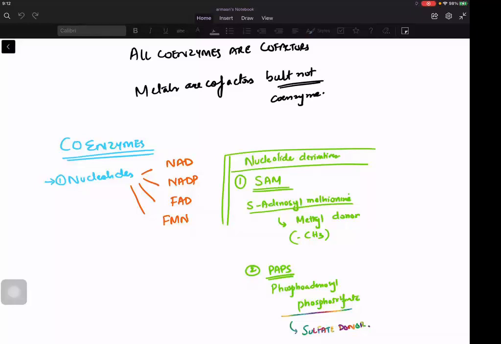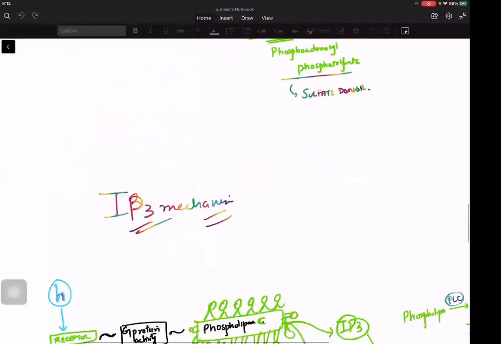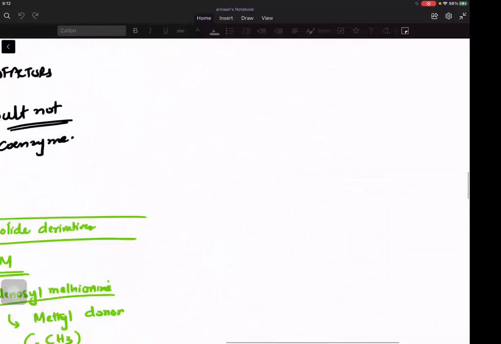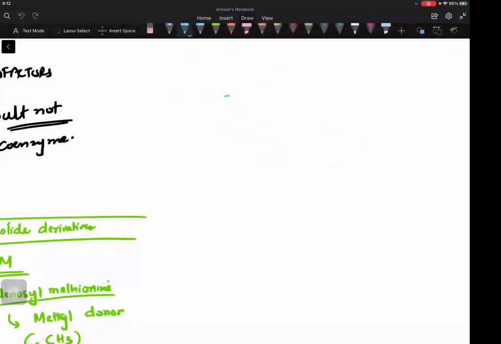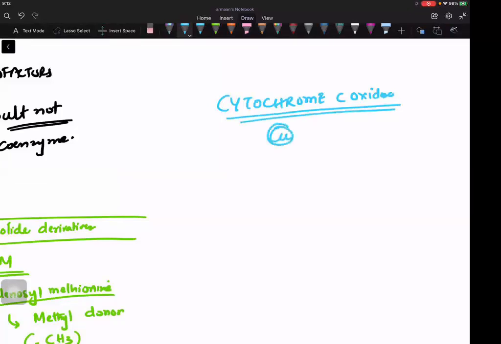I maybe have given you some exceptions, maybe I gave you or not. I hope you remember that we had cytochrome C oxidase. Let me write it here. So we had cytochrome C oxidase, and this cytochrome C oxidase uses a cofactor, copper. It uses copper.